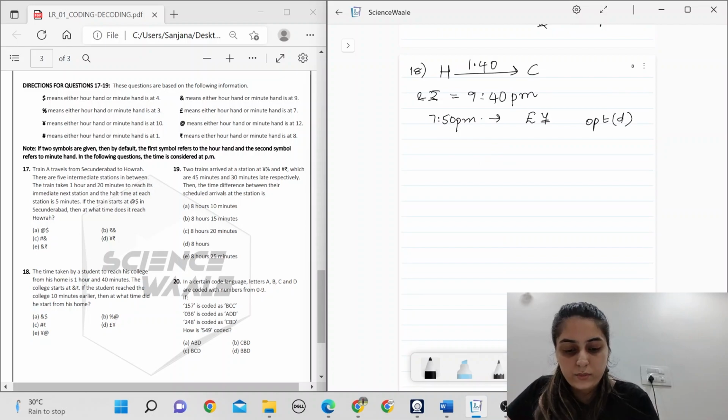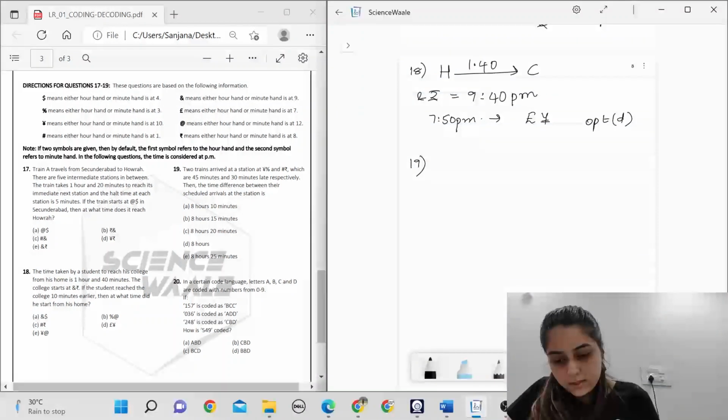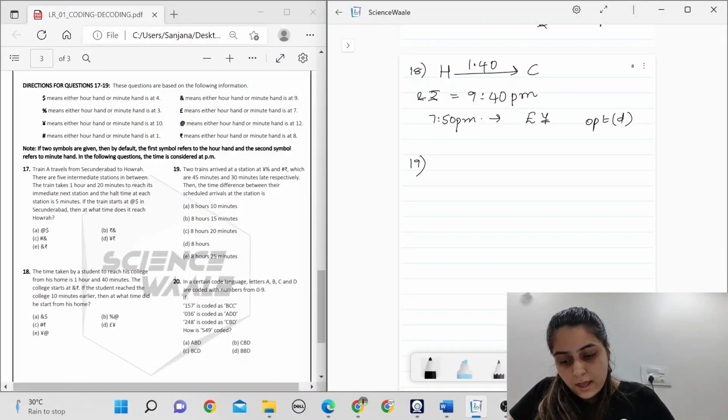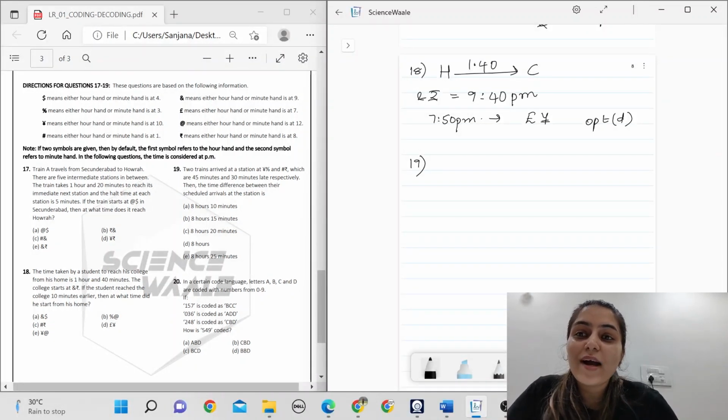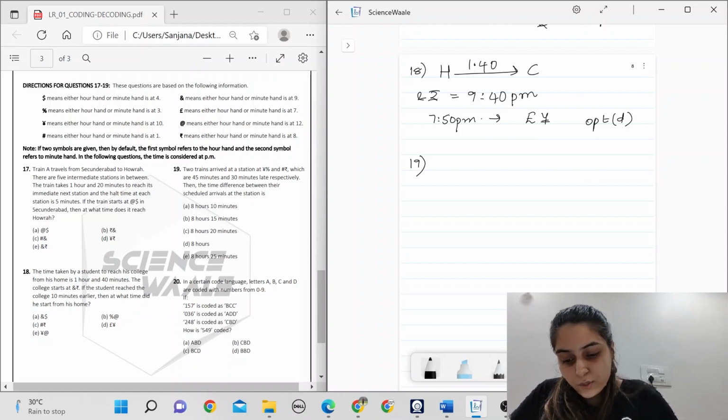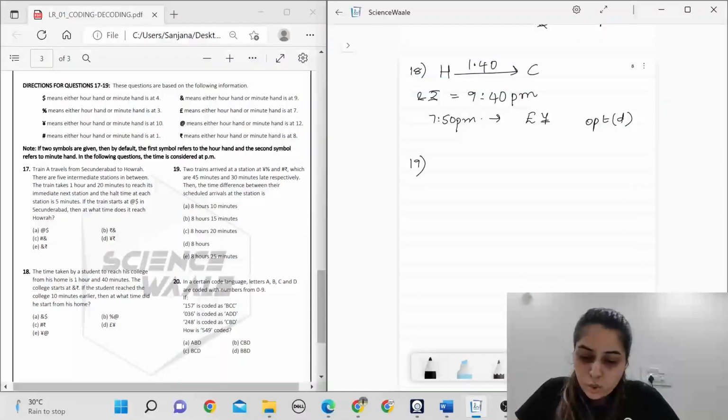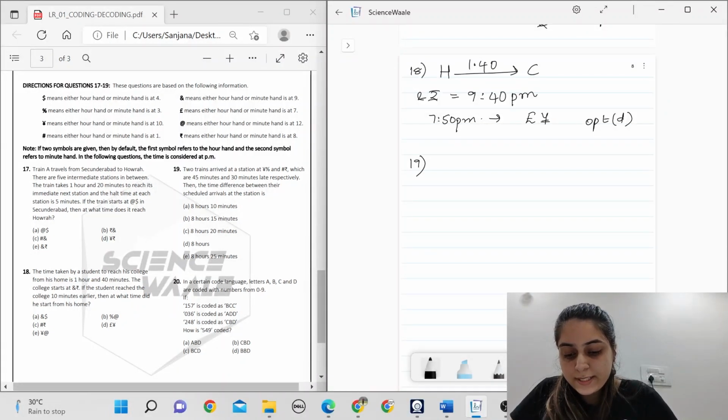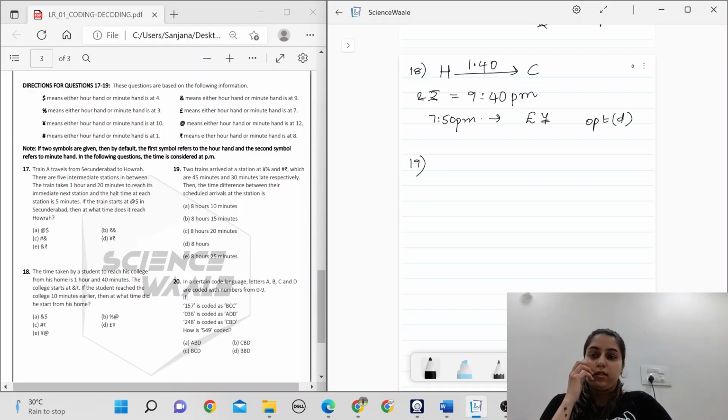This is pretty simple. Next, coming to the 19th question, last but one question, and there's one more question to go, and you are all set for this chapter. Two trains arrived at a station at certain times, and they are 45 minutes and 30 minutes late respectively. Then what is the time difference between their scheduled arrivals?